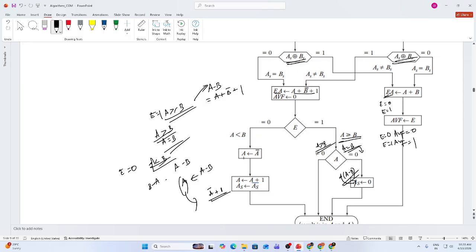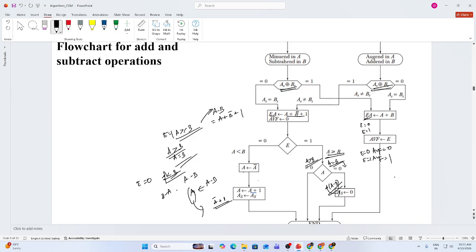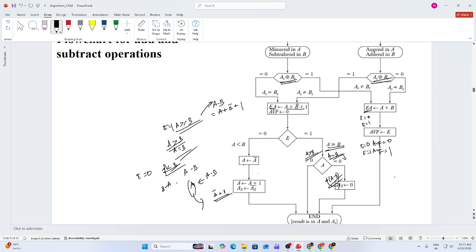So first take the 1's complement. In this case I need to do B minus A, but I did A minus B. So to get B minus A from A minus B, what do I need to do? Just take the 2's complement of the result: A complement plus 1, right? First I take the 1's complement, then I add 1 to get the 2's complement. Also, as I told, the sign of the result is nothing but the complement of the sign of A. So complement AS, and end the algorithm. So this is the algorithm. Please go through it. Thank you.